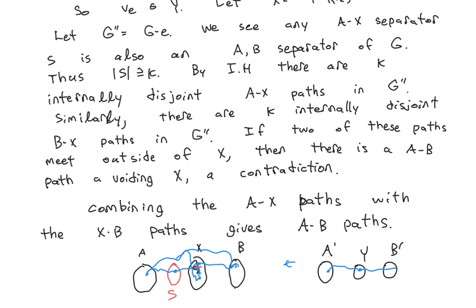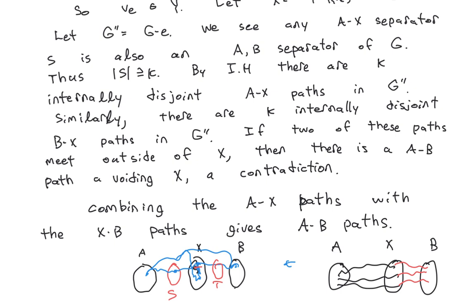By a similar argument, any separating set between X and B has to separate A from B. So T has size at least K. And so we can apply the induction hypothesis on G double prime with respect to X and B to guarantee that there are K internally disjoint paths between X and B. So thus we've created K paths between A and X and K paths between X and B.